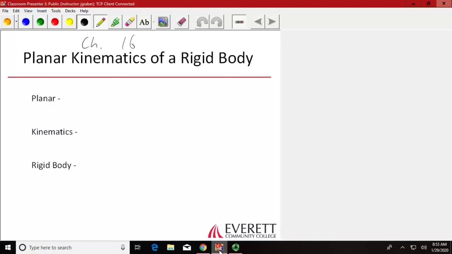What does planar mean? On a plane. How many dimensions are on a plane? 2D. We're basically talking 2D now.